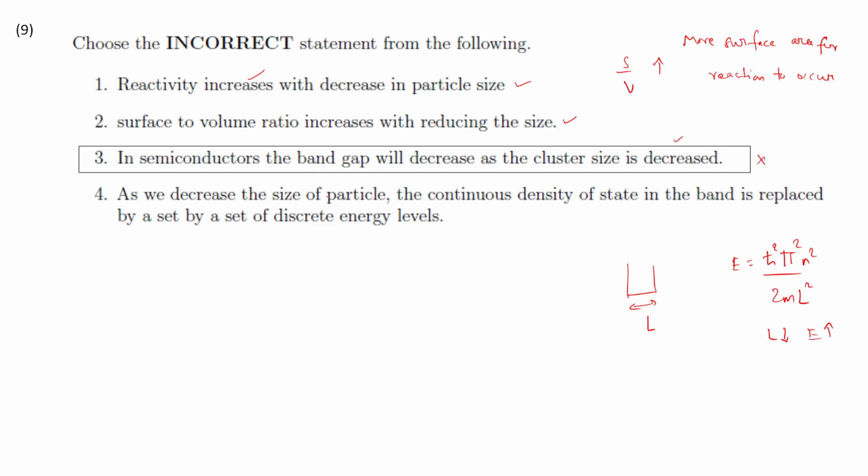As you decrease the size of the particle, the continuous density of states in the band is replaced by a set of discrete energy levels. This also we discussed in just the previous problem. When we had a continuous one, and as we decrease the size, the energy levels became very discrete. So this statement is true.